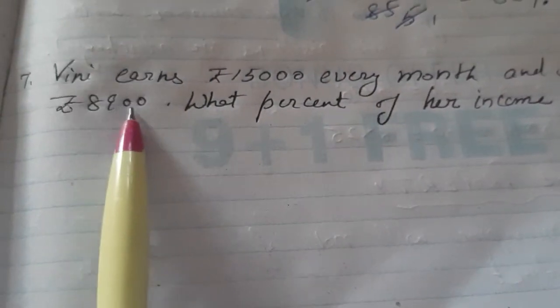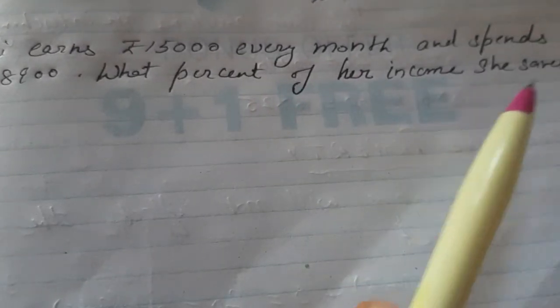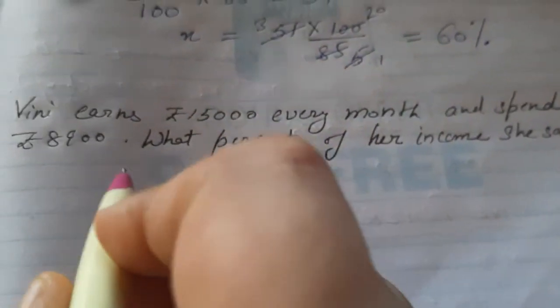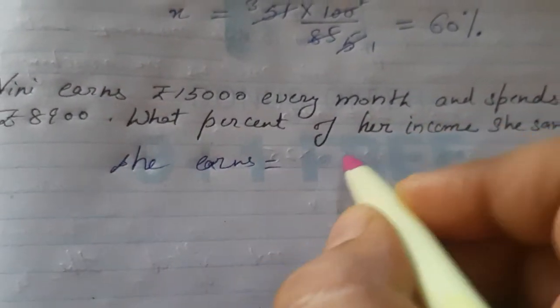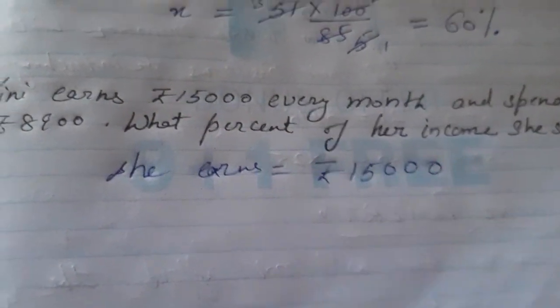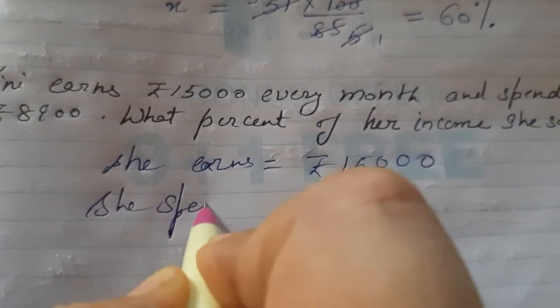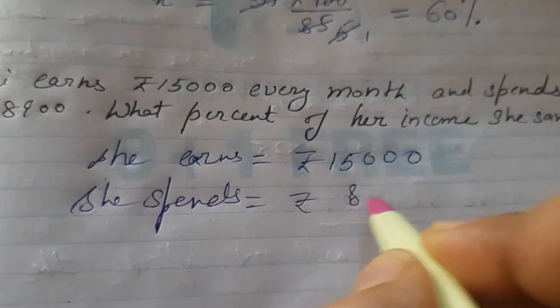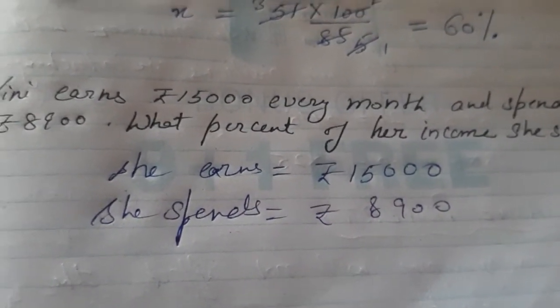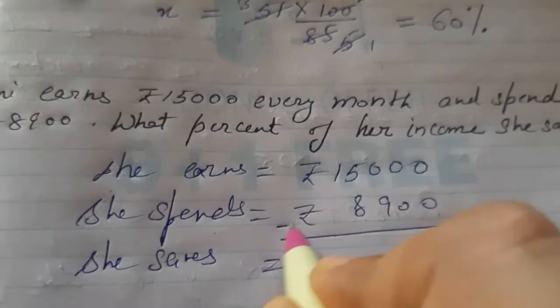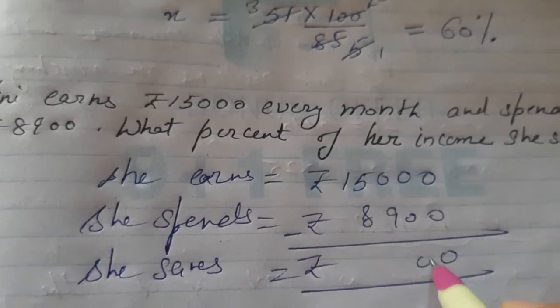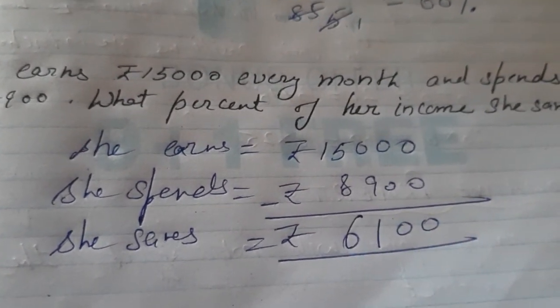Next question is, Winnie earns rupees 15,000 every month and spends rupees 8,900. What percent of her income does she save? So first of all, we know what amount she earns, that is rupees 15,000, and she spends 8,900. So after spending, what does she save? After doing subtraction, we get 6,100.